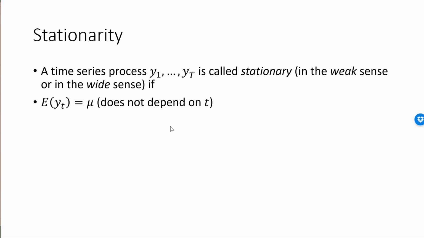The second criterion for a time series to be stationary is that the variance is constant over time and that it doesn't depend on t.